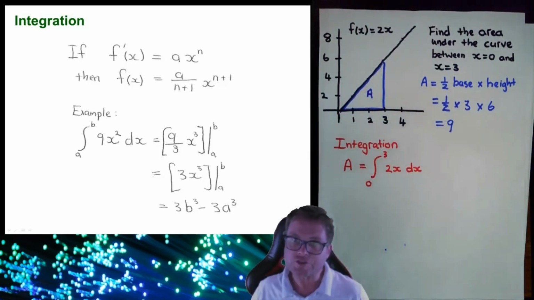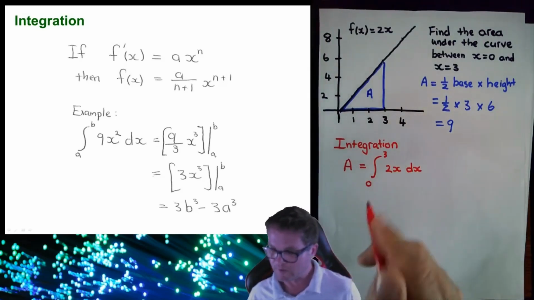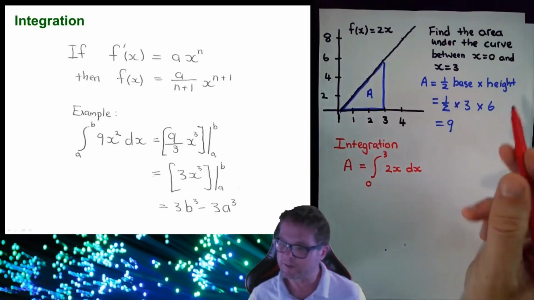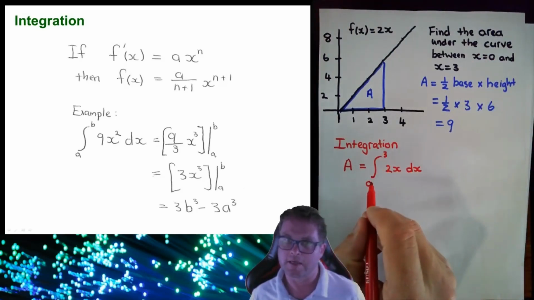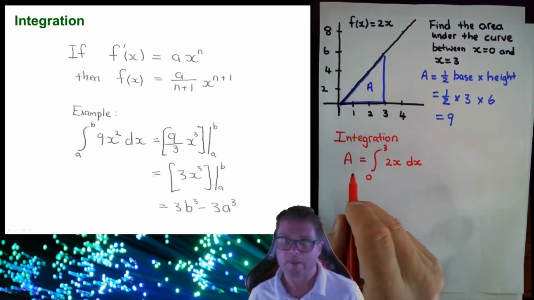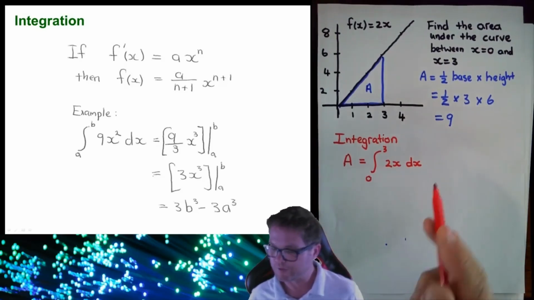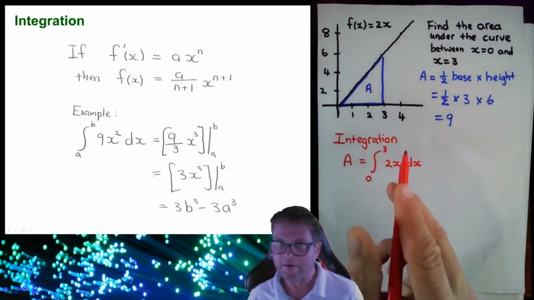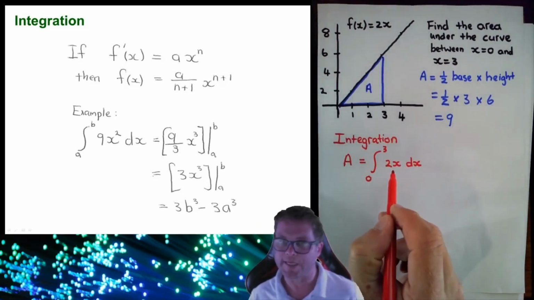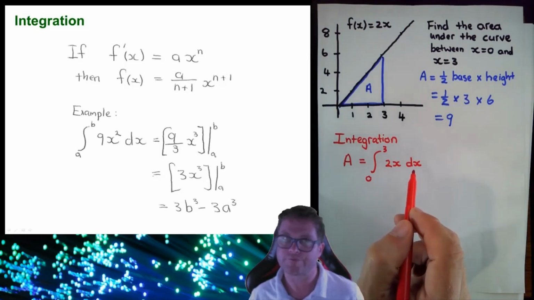Now let's try using our integration tool and see if we can get the same answer. So here we've written this question in words, and we've written it in integration formula. The area is equal to the integral from 0 to 3 of the function 2x in terms of dx.